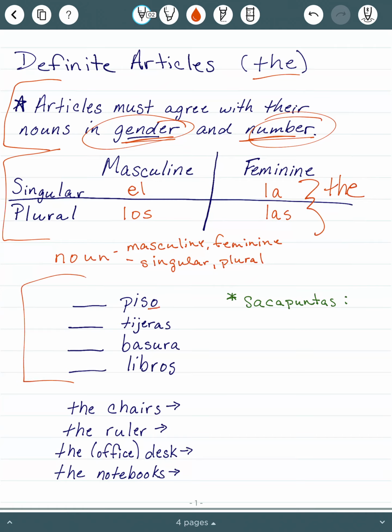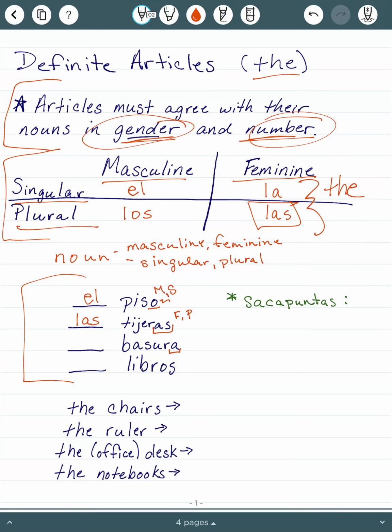So let's look at these 4 Spanish words. Piso, it ends in an O, no S there. So that O tells us that it's masculine. And it's also singular since there's no S. So the masculine singular article is el. So el piso is how you say the floor. Tijeras. It ends in AS. The A tells us that it's feminine. That S tells us that it's plural. So feminine and plural, it's going to be the word las. So las tijeras means the scissors.